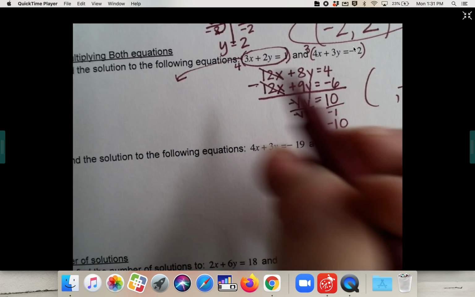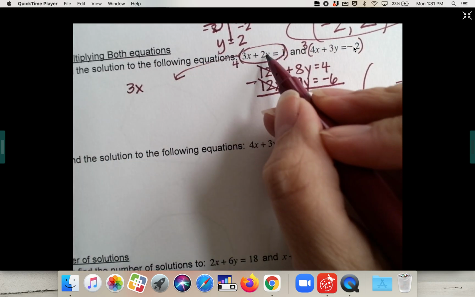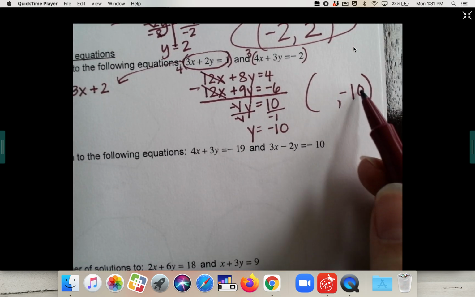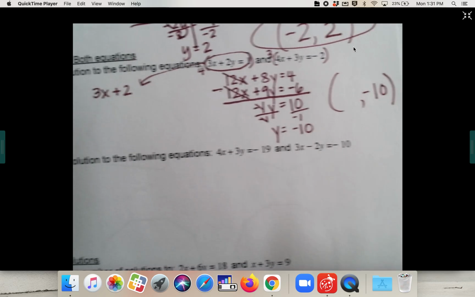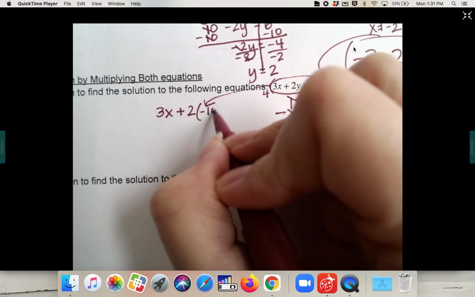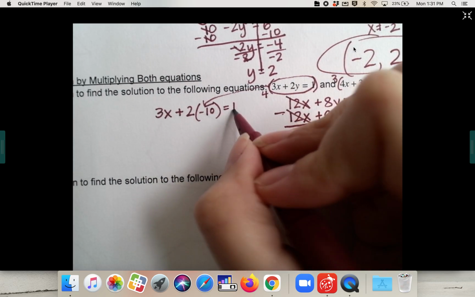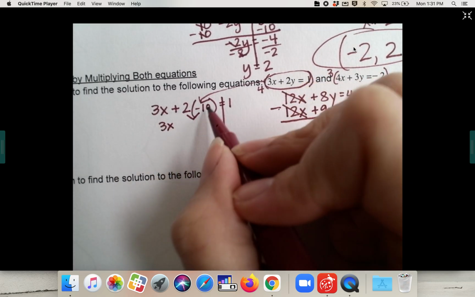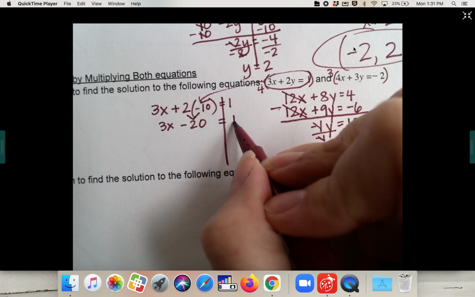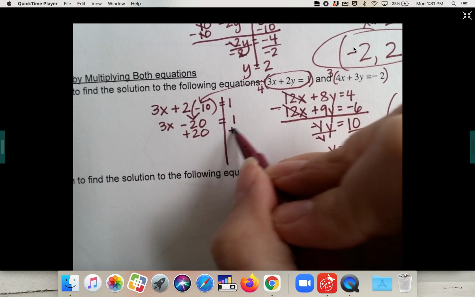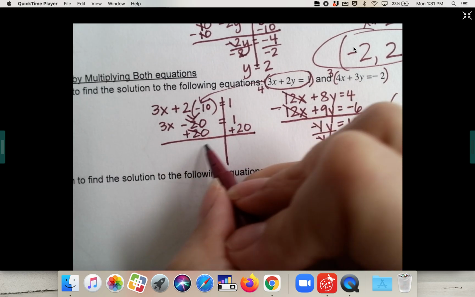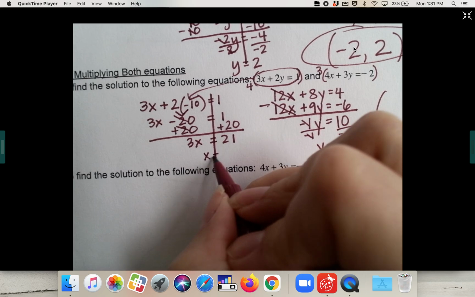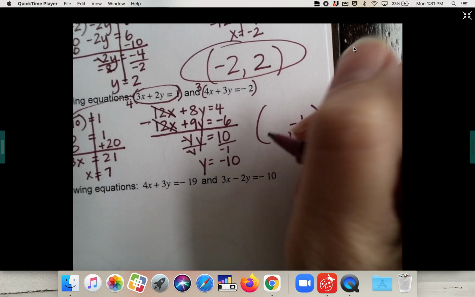I'm going to use this first one. 3x plus 2, not y, but negative 10, because that's what y is. We solved it. So times negative 10 equals 1. All right, go ahead and solve this. I'm going to bring down my 3x. That would be negative 20. So I'm going to add 20 to both sides. 3x equals 21. Divide both sides by 3, and x would be equal to 7.